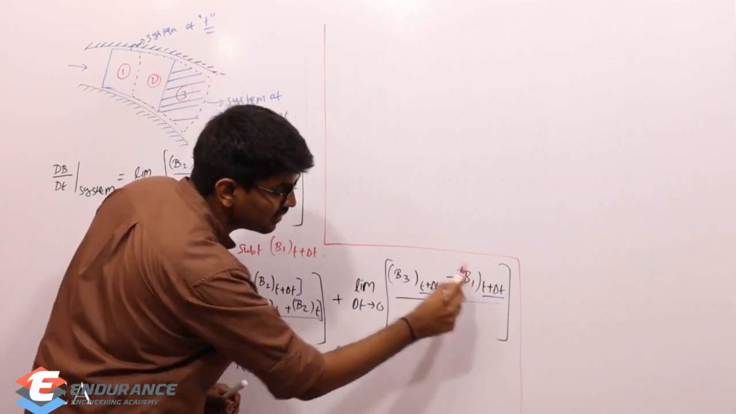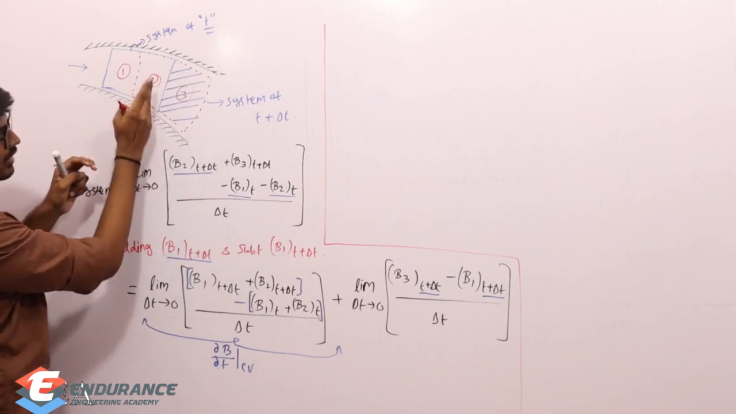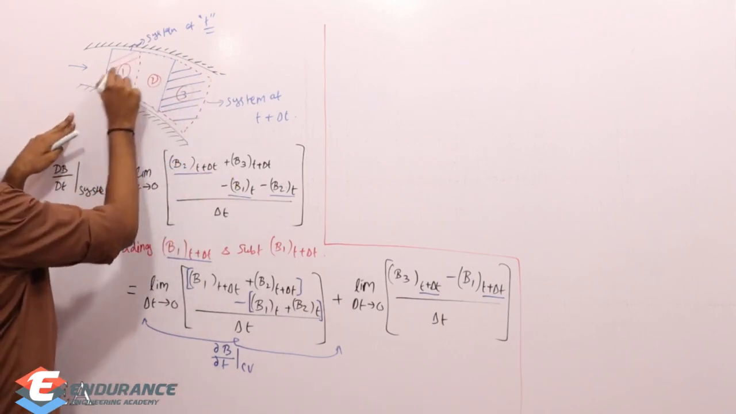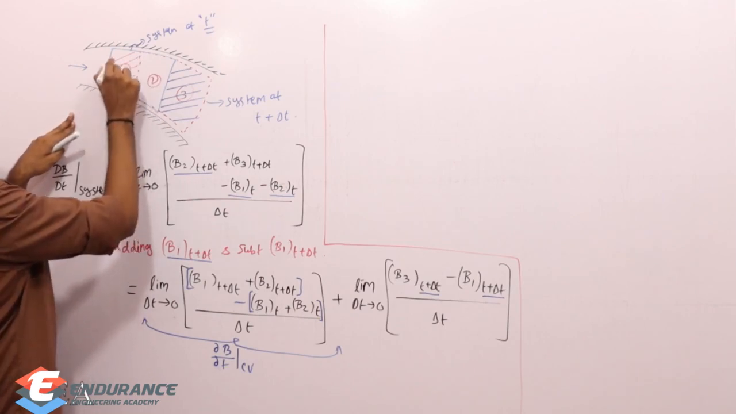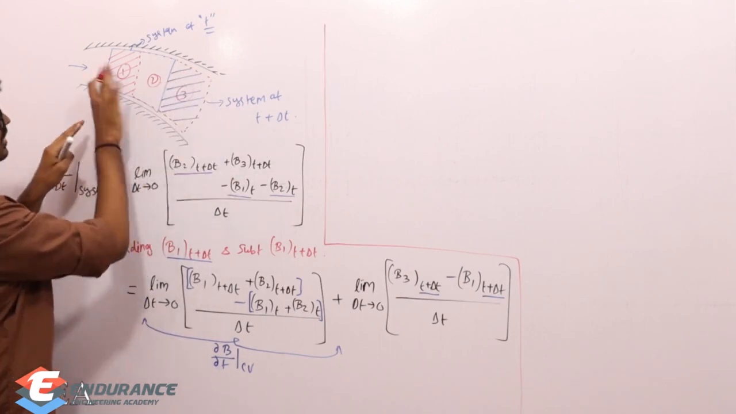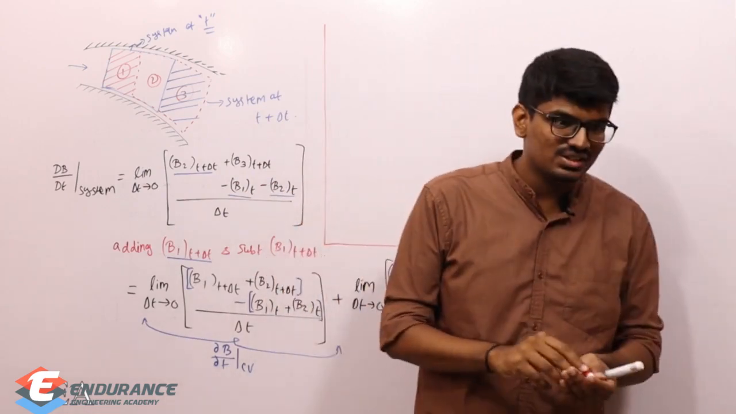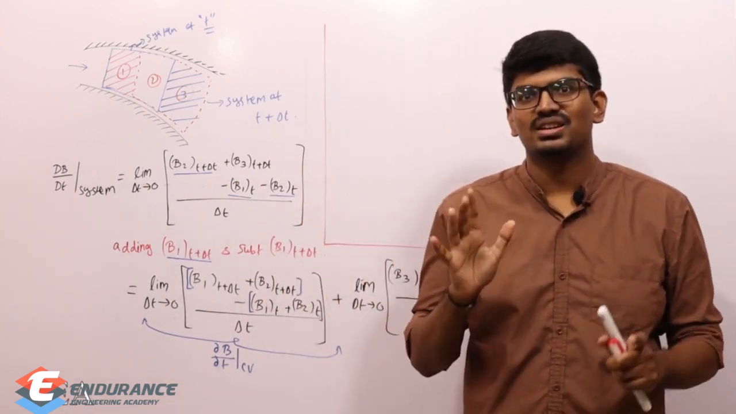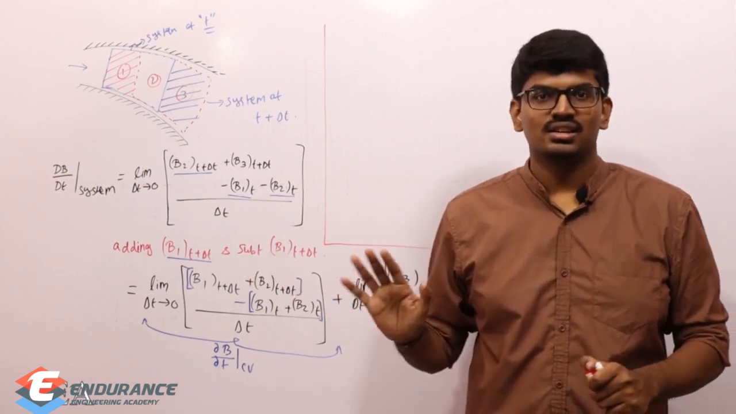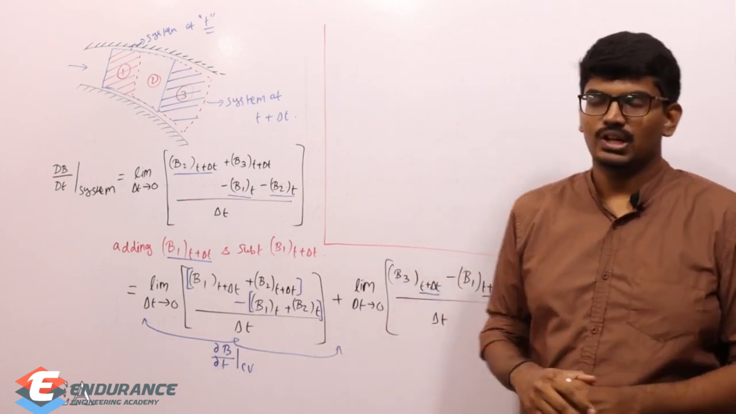At time t plus delta t, B1, this much left my control volume, this much added to the control volume. This is outflow, this is inflow. It's not that straightforward a thing to understand, but if you get the logic, that's it. The concept is almost done. We can finish the remaining procedure, and we can proceed to Navier-Stokes. Okay.